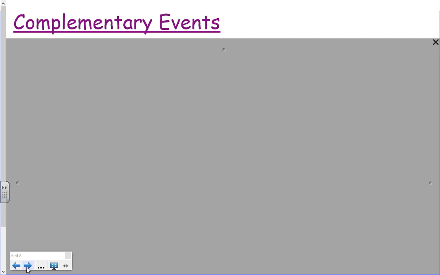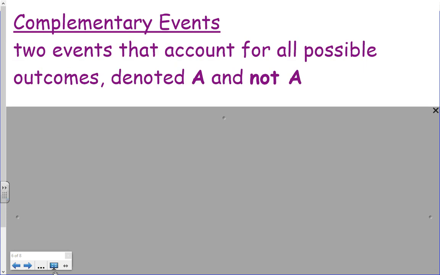All right, the last term here is complementary events. Complementary events are two events that account for all possible outcomes. We usually denote those as event A and event not A. So not is just saying the opposite of that. And together, this accounts for everything. The event is either going to occur or it's not going to occur. There's no middle ground there. So between these two, we're accounting for all the possible outcomes. It either occurs or it does not.